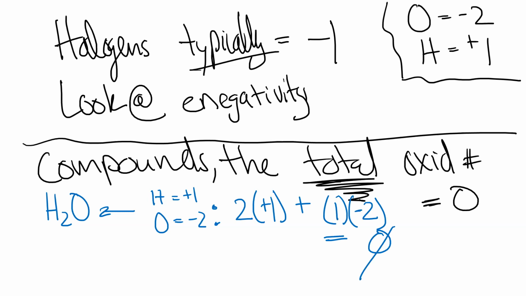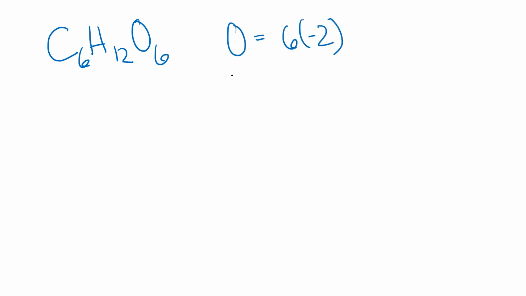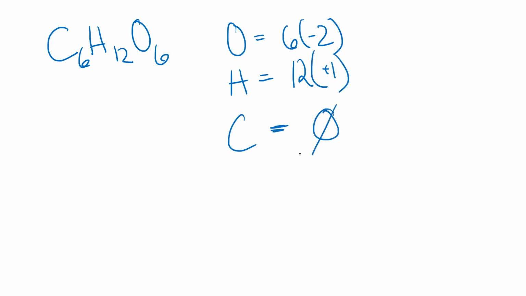You can also use this to figure out oxidation states. Okay. Example, if I don't know what an oxidation state is, but I've got something like carbon 6, hydrogen 12, oxygen 6, well, I can go, okay, oxygen is equal to 6 times -2, hydrogen is equal to, what is it? Oh, there's 12 of them times +1. Carbon is actually neutral.